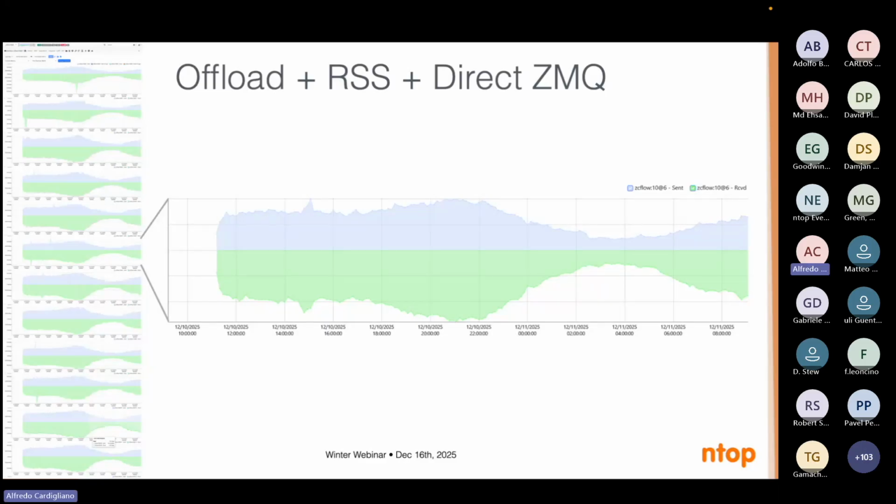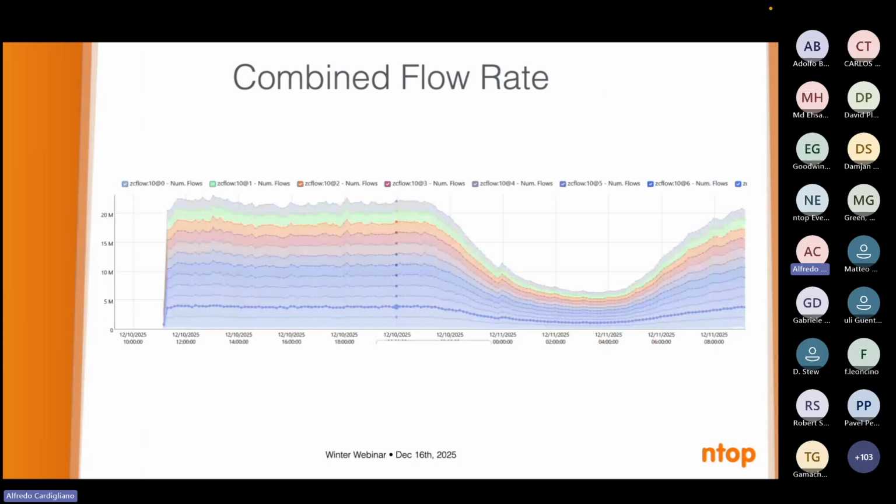And in this picture, we can see a chart where we have a combination of all the ZMQ endpoints, where each endpoint is delivering a subset of the exported flows, and the total amount of concurrent flows here is more than 20 million flows. This is a stacked chart that we have in ntopng.